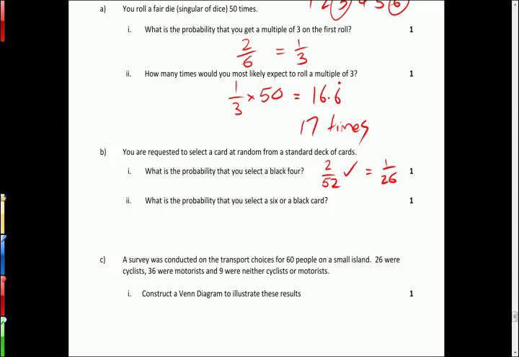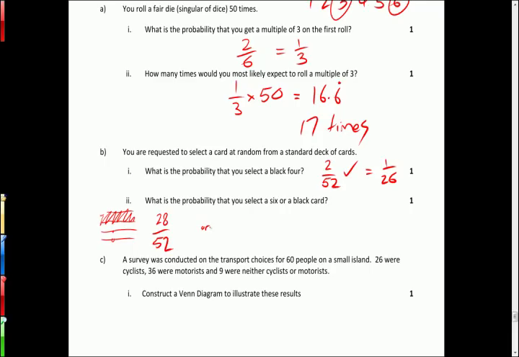Here's where I picture how many black cards and 6s I've got. And I might have it on my resource sheet, and I've got all my black cards and my red cards. And I'll see that there's 26 black cards, and there's 2 more 6s. So I could see just by adding them up, 28 cards are either black or 6s. And that would be my answer.